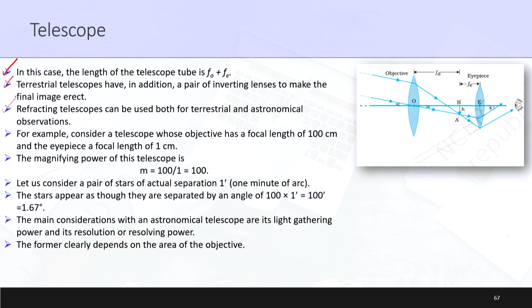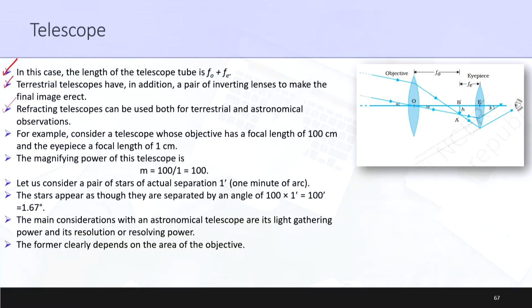So, what does a terrestrial telescope do? As the name says, terrestrial, it is used to observe far-off animals or far-off insects and so on. And astronomical, as the name says, is astronomy, so it is related to stars, moons, etc.